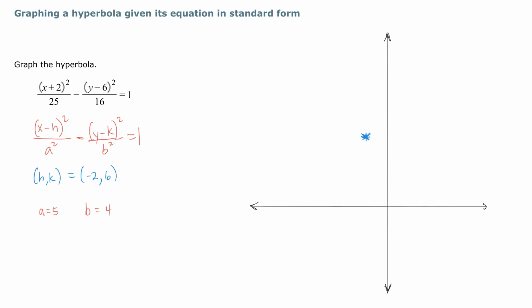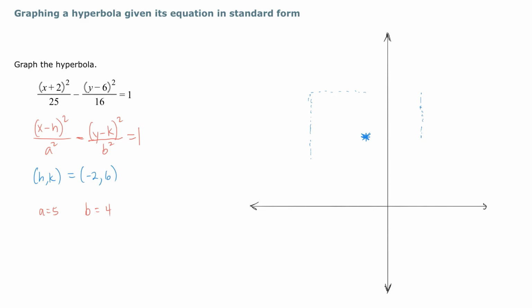We got to go 5 units to the right. 1, 2, 3, 4, 5. And right there, I'm going to start a rectangular box. 1, 2, 3, 4, 5. Another rectangular box. Now I need to know, well, I need to go 4 units high. 1, 2, 3, 4.